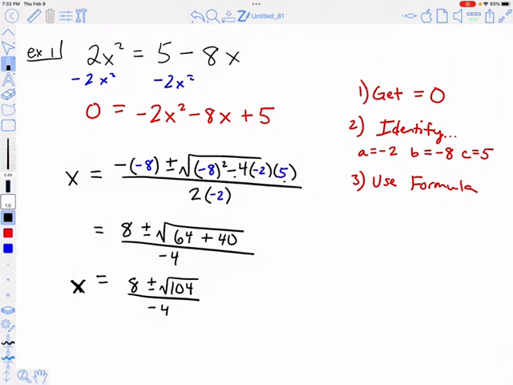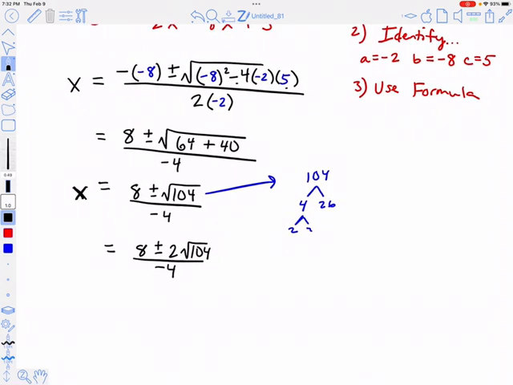So at this point, we don't want to do anything with this, but we do want to simplify 104 as a square root. So that simplifies to 4 and 26 and 2 and 2. So if you spend a little time on that, you'll break it down to 2 square root of 104 over negative 4. Okay, and this is going to be our answer almost.